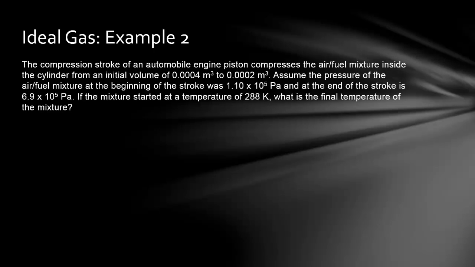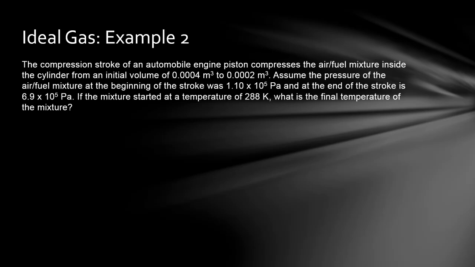So here I have another example problem. The compression stroke of an automobile engine piston compresses the air-fuel mixture inside the cylinder from an initial volume of 0.0004 cubic meters to 0.0002 cubic meters. Assume the pressure of the air-fuel mixture at the beginning of the stroke was 1.10 times 10 to the 5th pascals, and at the end of the stroke is 6.9 times 10 to the 5th pascals. If the mixture started at a temperature of 288 Kelvin, what is the final temperature of the mixture?